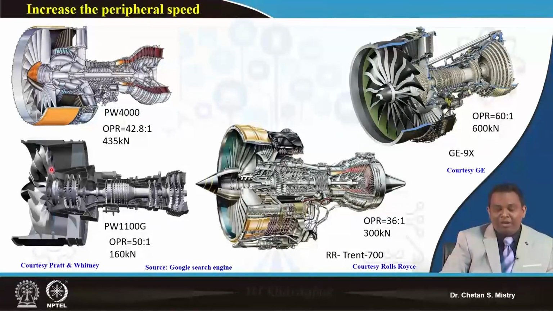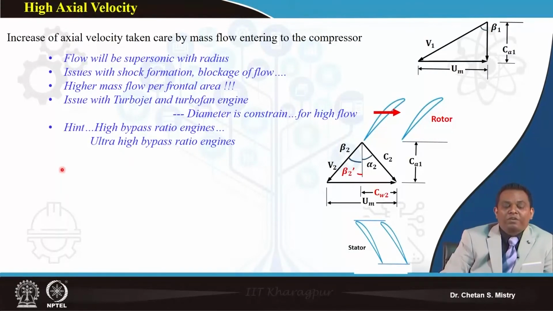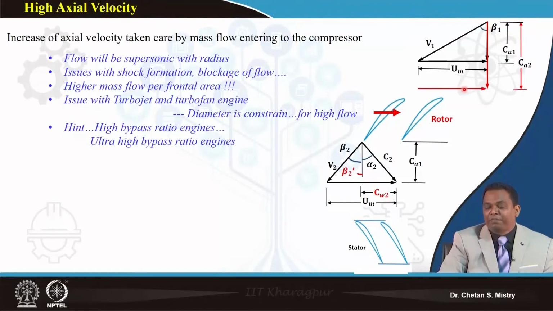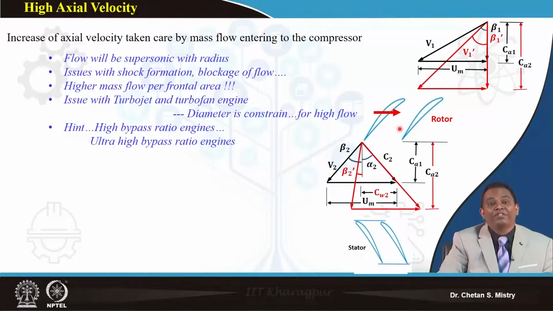Now let me move to the next option we have, which is to increase your axial velocity. Here, this is my original velocity triangle, and let me increase my axial velocity. If my peripheral speed stays the same, I will have V1 dash, my relative velocity component, coming out to be large. In the same way at the exit, I will have my axial velocity large. If my peripheral speed is the same, I will have this kind of configuration.